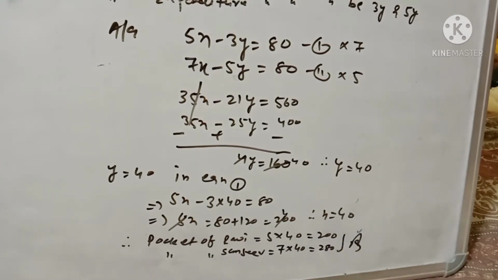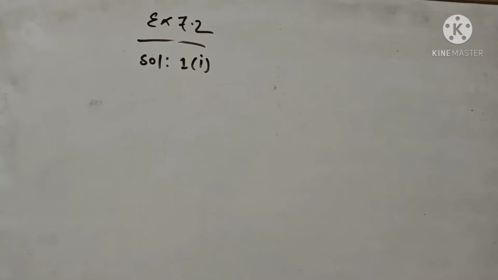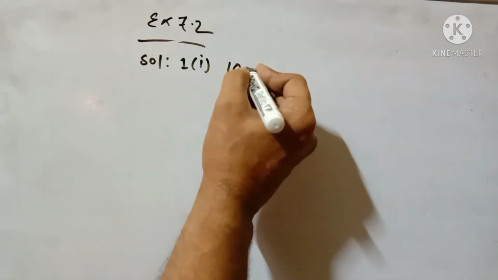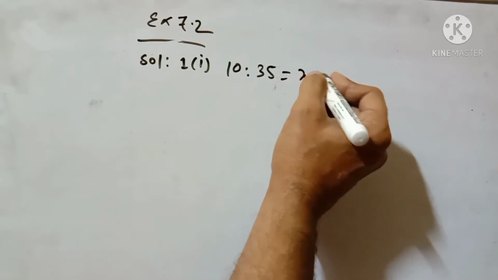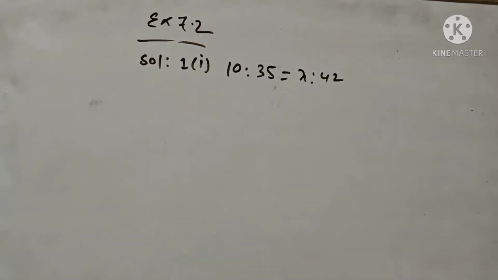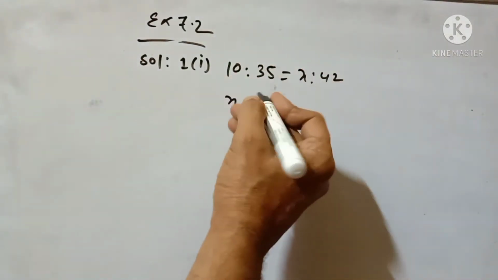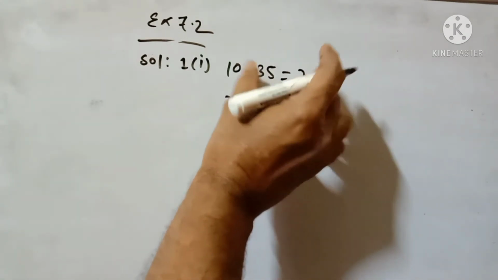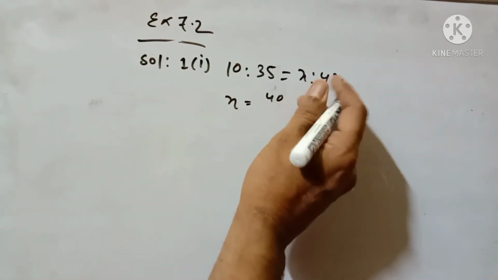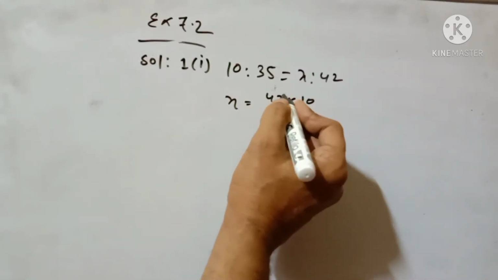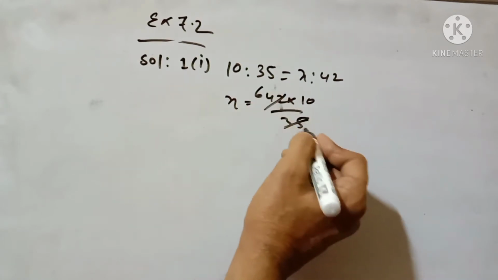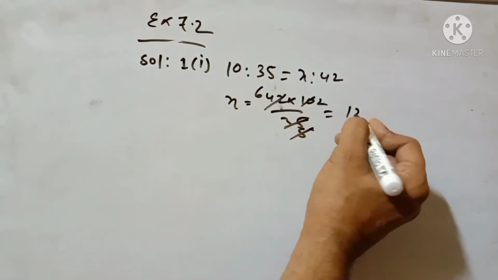Write down please. Exercise 7.2. Find the value of x in the following proportion. That is given 10 ratio 35 is equal to x ratio 42. So I can write x equal to product of extreme by product of means. So 42 into 10 by 35. 6, this is 5, this is 2. So x equal to 12.